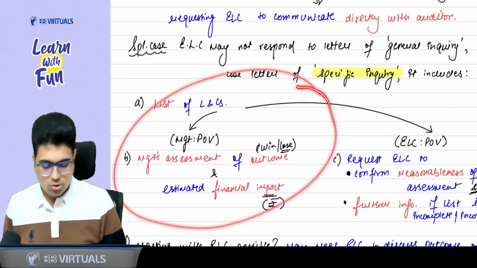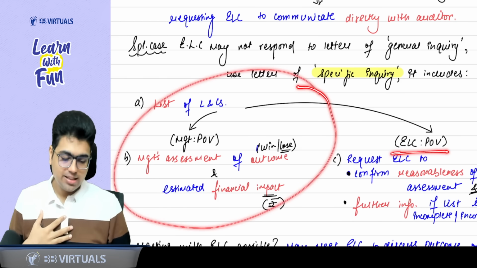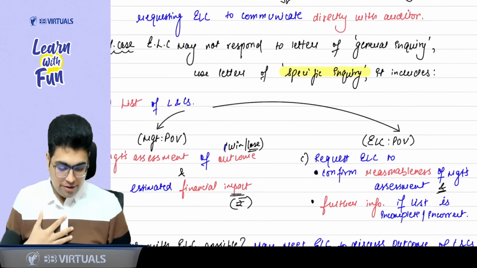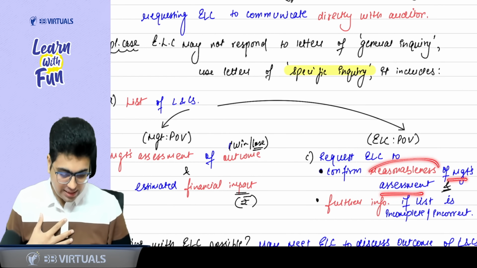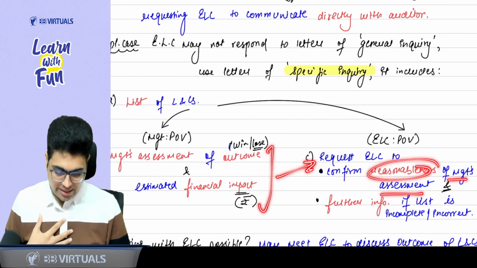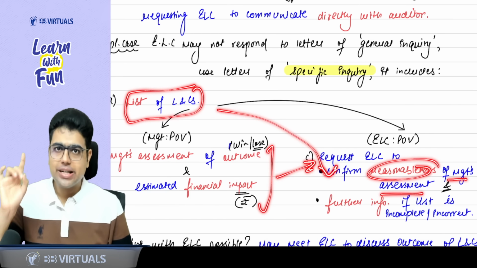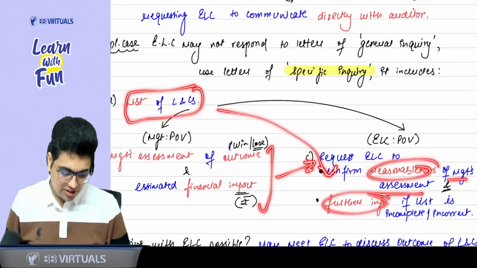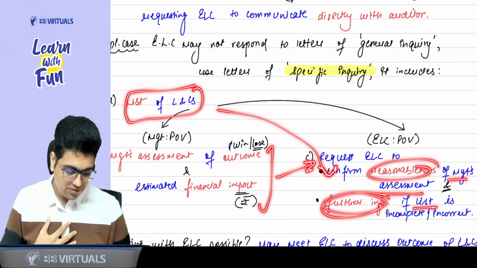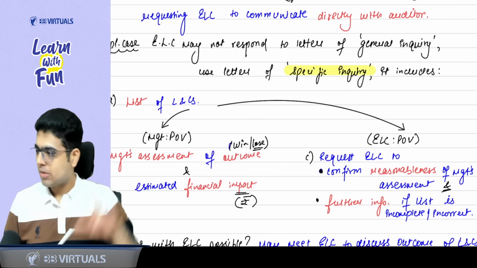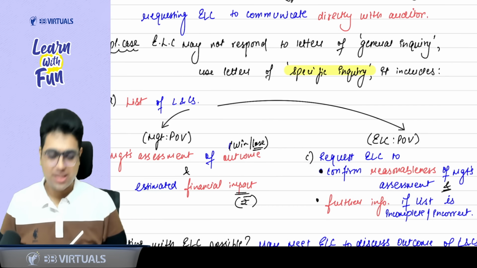Now based on these two things, you ask the external legal counsel to confirm whether management's assessment is reasonable, and whether this list that you have given is complete. If it is not complete, give further information. Give further information if the list is incomplete or incorrect. So these three things come in a letter of specific inquiry.